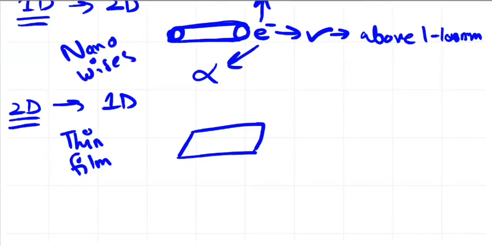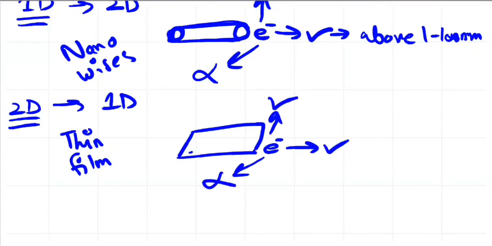So, suppose this is the electron. It can move in this and it can move in this direction, but it is not supposed to move in this direction, which means these are ticks and this is a cross. So these two directions are greater than the 1 to 100 nanometer range, and this one direction is less than or equal to the 1 to 100 nanometer range.